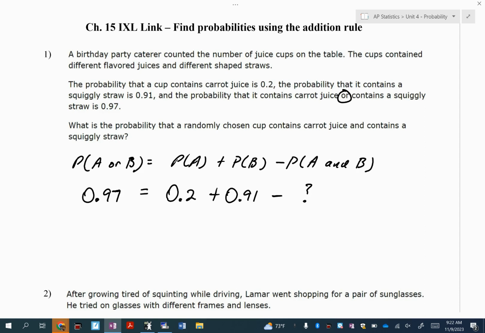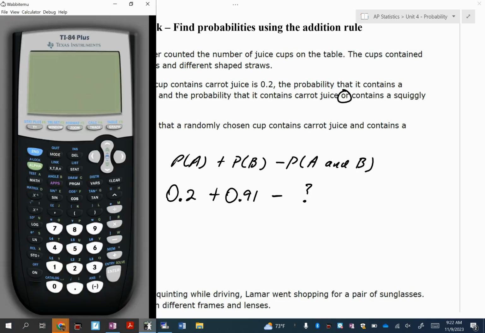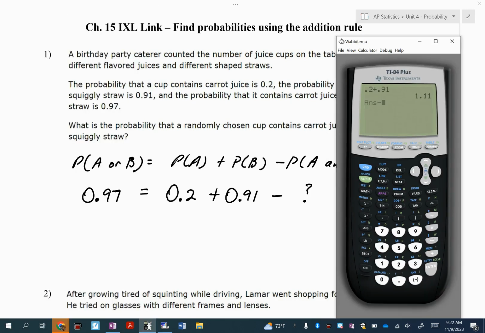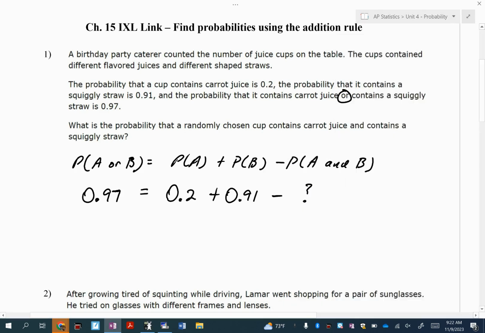All right. I trust that you can do these algebraic moves, but I'm going to do it in my calculator. So it's 0.2 plus 0.91 and then minus 0.97. So again, I got 0.14. If you got negative 0.14, just make sure, can we have negative probabilities? No, always between 0 and 1. So 0.14 is my answer. This is A and B is 0.14.